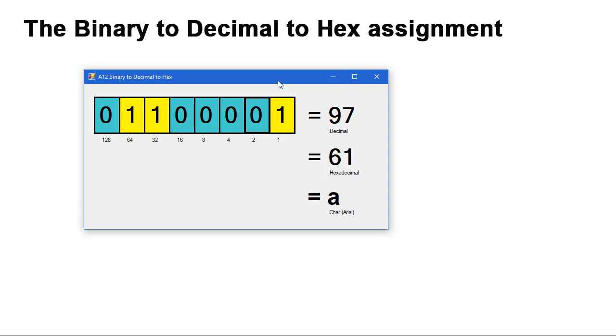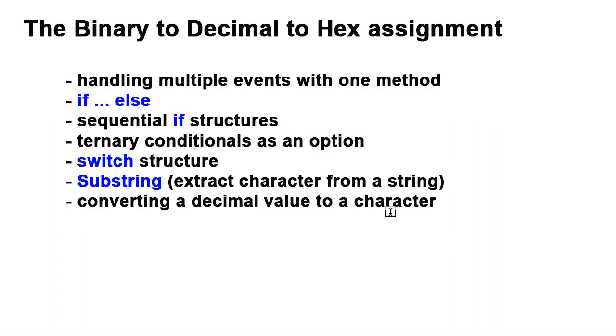Let's take a look at some of the things we'll cover in this project. As I said, we're going to handle multiple events with one method. Each of those 8 buttons will turn color from the turquoise to yellow based on the value, and will also generate the equivalent decimal, hexadecimal, and ASCII character. Within that method, we're going to use an if-else to look at which button was clicked and determine what color it should be and whether the text should be a 1 or a 0. And we'll just use that as a toggle.